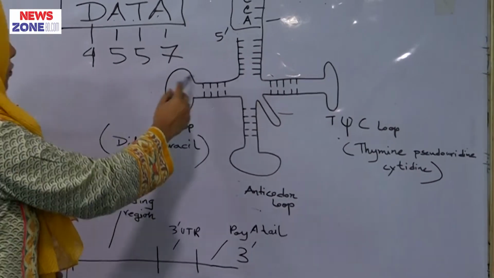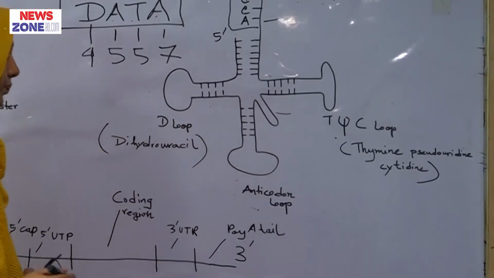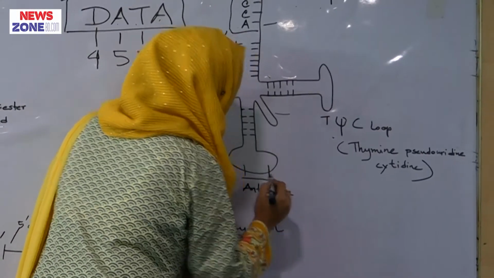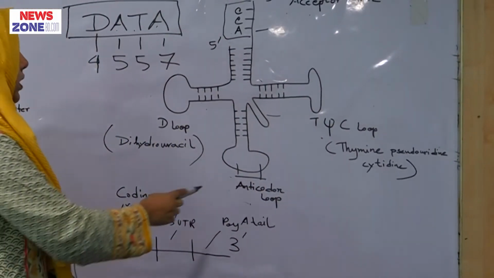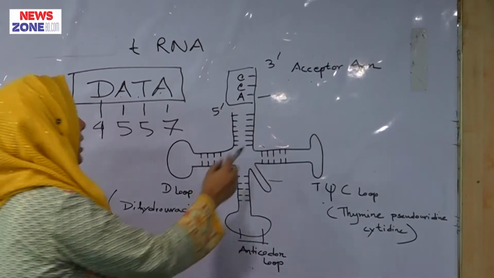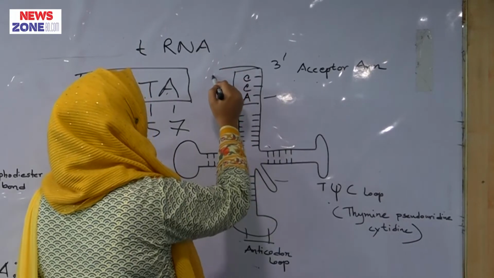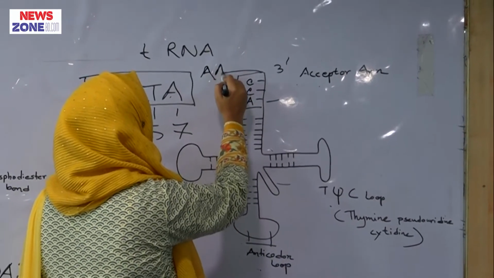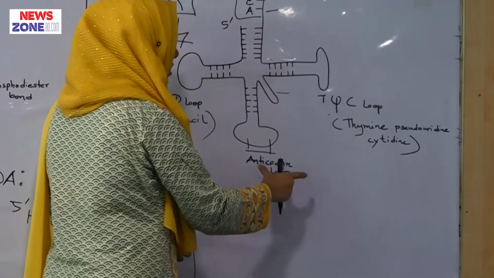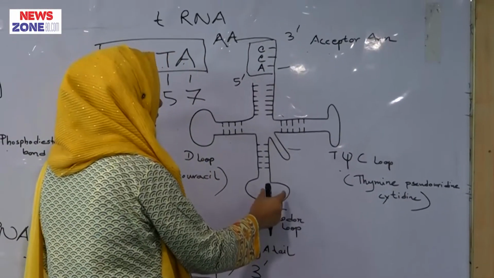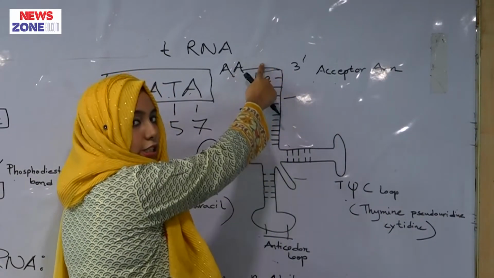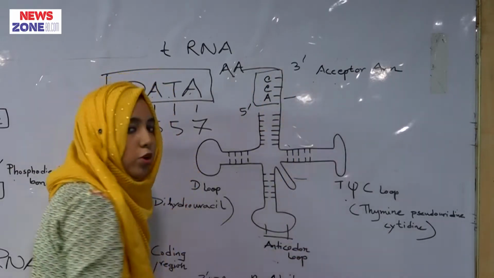This is the picture of a tRNA. This is the anticodon loop. It attaches with the codon region of mRNA, and this is the acceptor arm for amino acid. The anticodon loop takes the genetic information from mRNA in this region and accepts the amino acid in this region. That's why it is known as the acceptor arm.